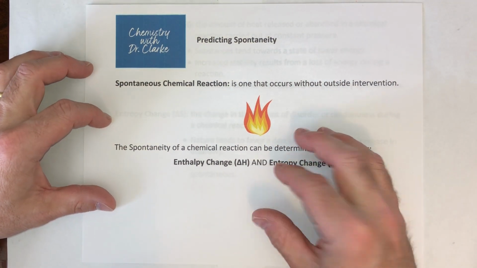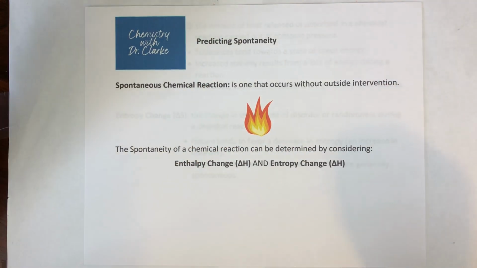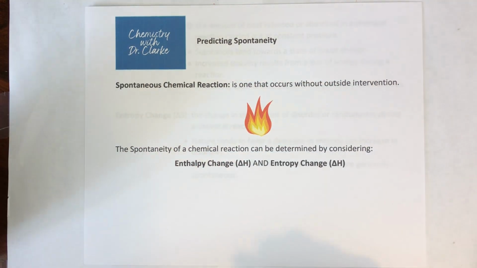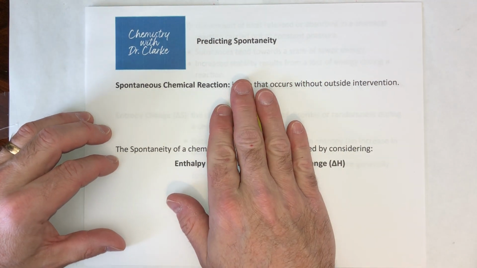Or let's say that you have a candle. Okay, so you got your candle and you've lit the wick on it. Once you get it started, that candle will just continue to burn without any outside interaction or outside intervention, right? It just naturally keeps going. So if a chemical reaction just naturally happens, we call it spontaneous.